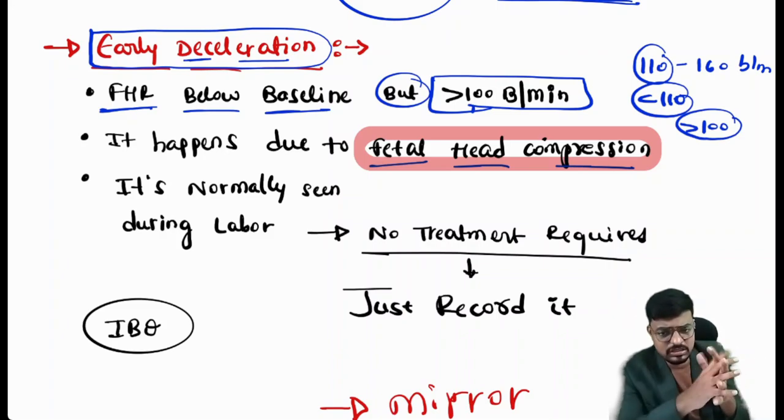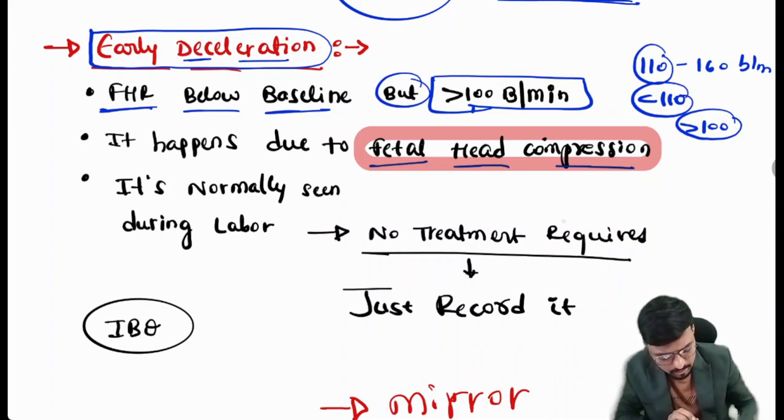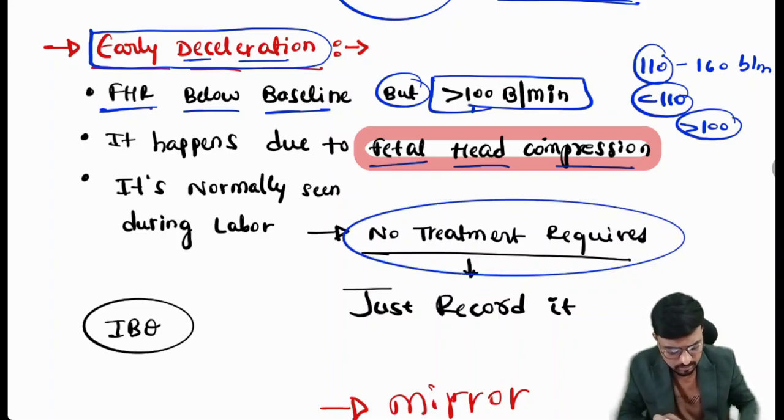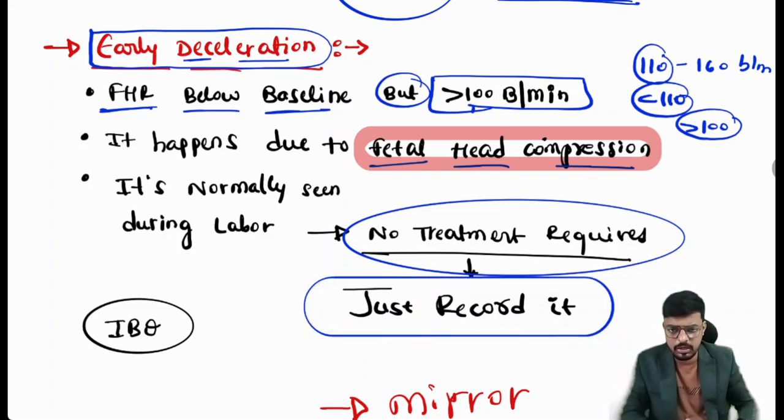Yes, early deceleration happens due to fetal head compression. So it is normal. It is normally seen during labor, and there is no active treatment required. We just have to monitor it in our chart. So that is the very important thing.